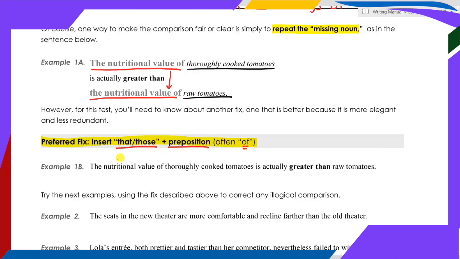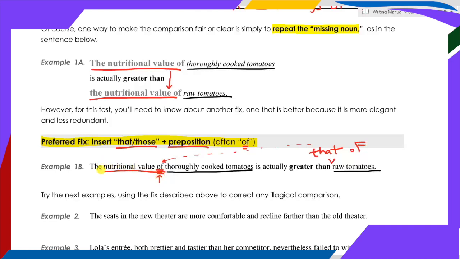of. The way that would work in example 1b, we would have, again, the nutritional value of, and then we have these types of tomatoes, thoroughly cooked tomatoes. And then remember, the problem here is that we just have raw tomatoes. So what we would need to insert here before raw tomatoes is the pronoun that, and that would be referring back to nutritional value. It's just a pronoun replacing the noun nutritional value, and of. And that of is the same as, or parallel with, this of here.